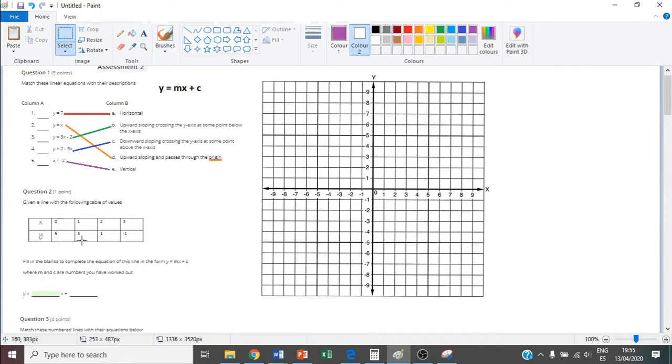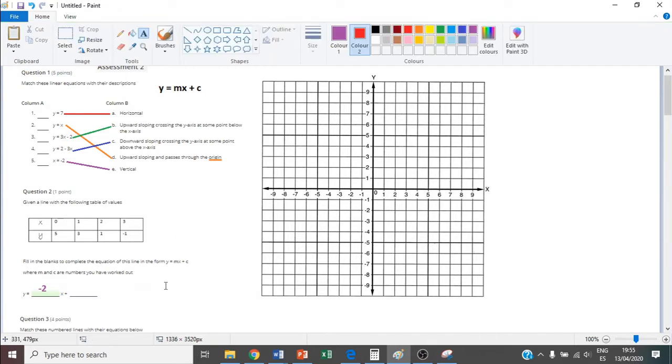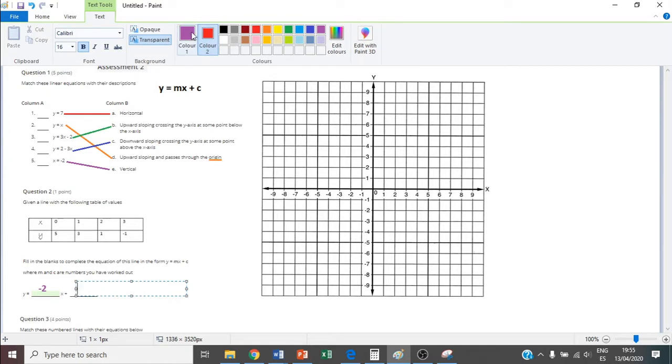5 to 3, that's minus 2. 3 to 1, that's minus 2. 1 to minus 1, that's minus 2 as well. It's always going down by 2's. So that means my gradient is going to be minus 2. It's going down by 2's. And when I draw that line, you will see that the line goes down by 2's. Okay? The other thing that you should notice directly from this table of values is when x is equal to 0, y is equal to 5. That's my y-intercept. So my y-intercept is 5.